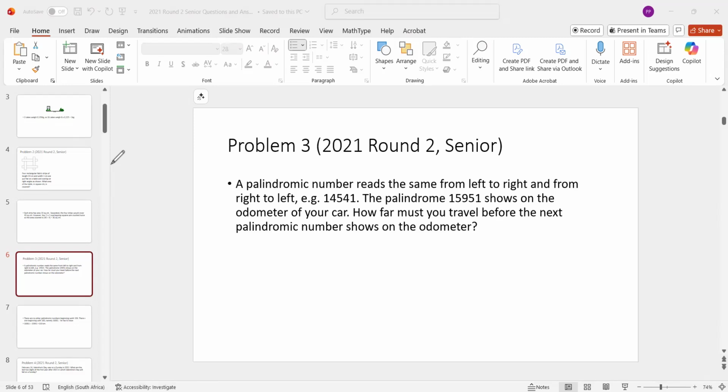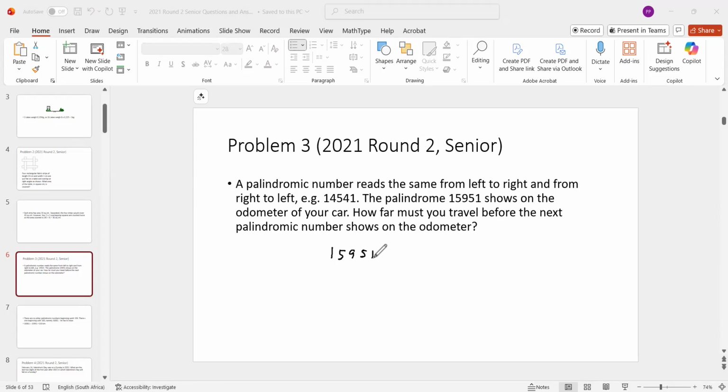They're assuming that the reader has got a car, which need not be a good assumption. So the odometer reads 15951. You can see the palindromic number. Then the question is, how far must you travel before the next palindromic number? These things are called palindromes, right? So the next palindrome appears.